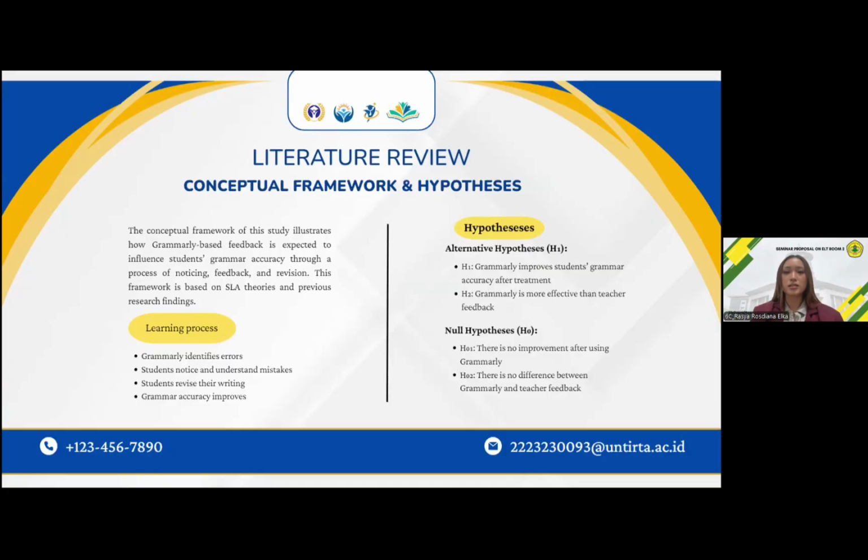Okay, next is conceptual framework and hypothesis. So this study uses a conceptual framework to explain how Grammarly improves grammar accuracy. This process is followed. First, Grammarly identifies errors in students' writing. Then students notice these errors, and after that, they revise their writing based on the feedback. And finally, their grammar accuracy is improved. And for the hypothesis, the alternative hypothesis means there is an effect. First, Grammarly improves grammar accuracy, and second, Grammarly is more effective than teacher feedback.